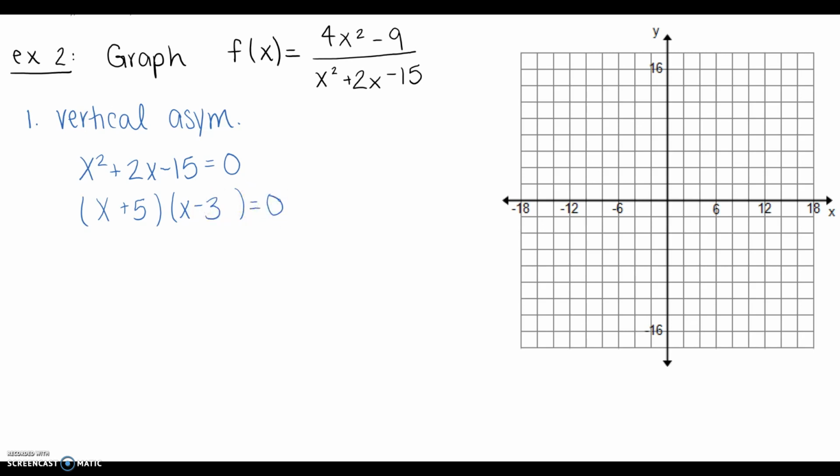Make sure it still equals 0, and now we can use the zero product property. So we have x plus 5 equals 0, x minus 3 equals 0. So our two vertical asymptotes are going to be at negative 5 and positive 3.